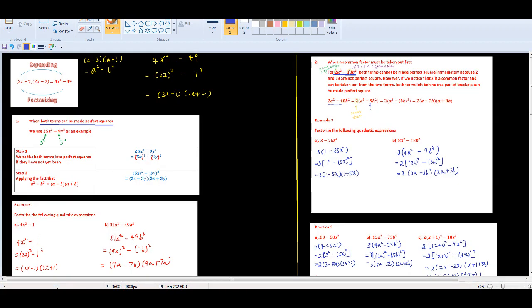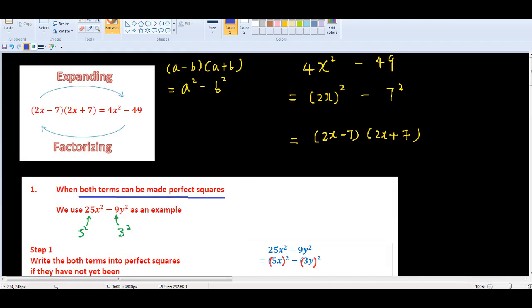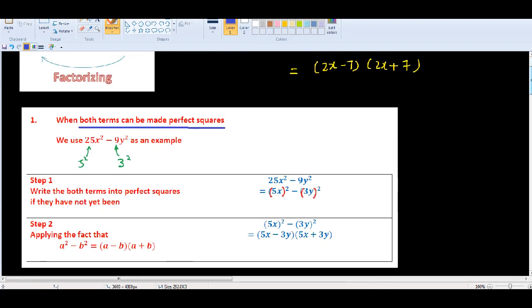What happened today? Today we have learned how to use a minus b times a plus b equals a squared minus b squared. We need to do it in reverse. We need to do the factorization by using the difference of two squares. The simplest type is when both terms are square numbers, so you can just rewrite them into square minus square. Then you can solve it.